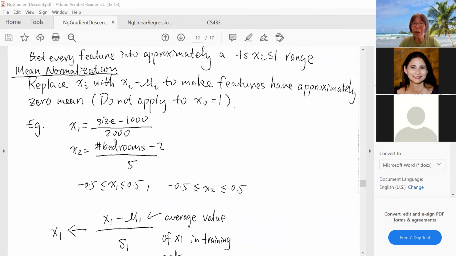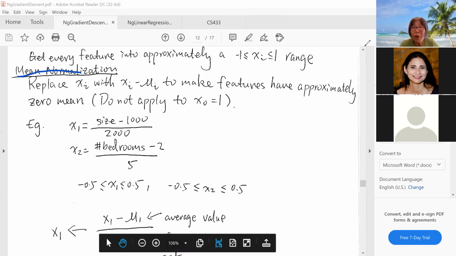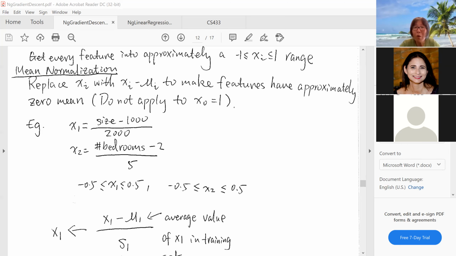For feature scaling, you can just do the range. We also call it mean normalization: you use the mean value and divide by the range. Generally speaking, the goal is to bring the range to -1 to 1, so that everything is on the same scale.